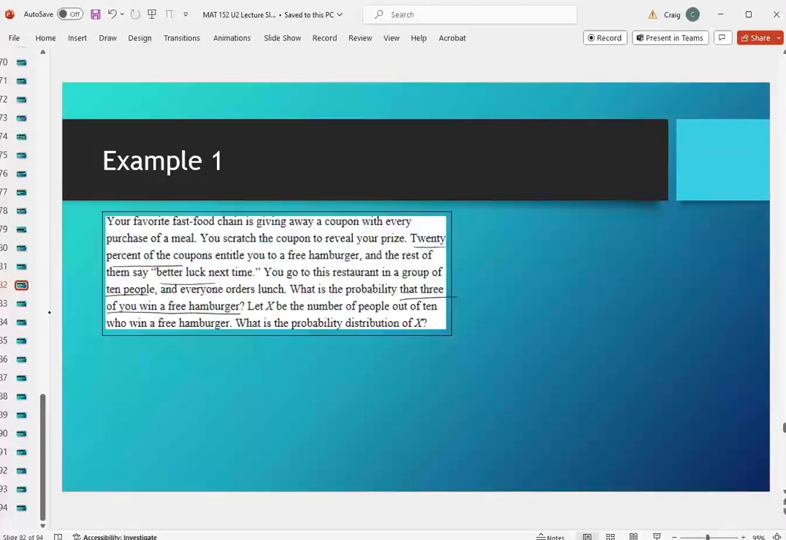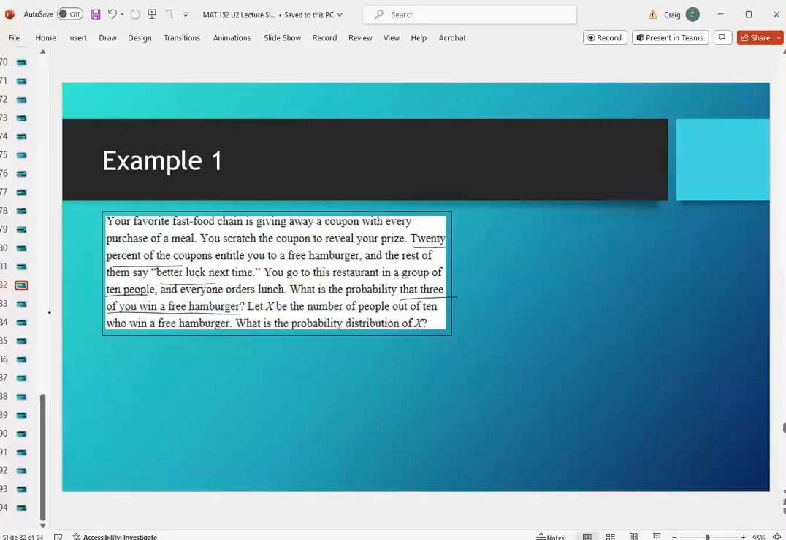And before we dive into any of this, think about it: if there's a 20% chance and 10 of you are eating, how many would you expect to win a free hamburger if 20% of the 10 win? And then let's see where we go from there.